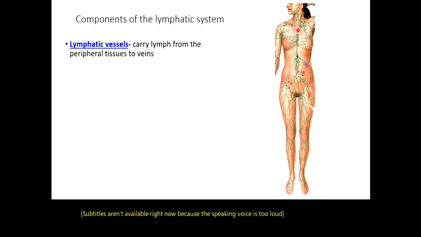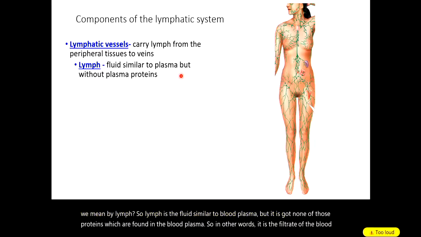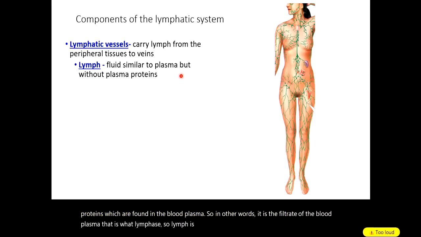So the next question is, what do we mean by lymph? Lymph is a fluid similar to blood plasma, but it has none of those proteins which are found in the blood plasma. In other words, it's the filtrate of the blood plasma. That's what lymph is. How exactly is it formed? We'll discuss that in the upcoming slides.